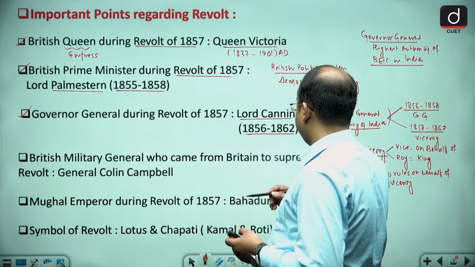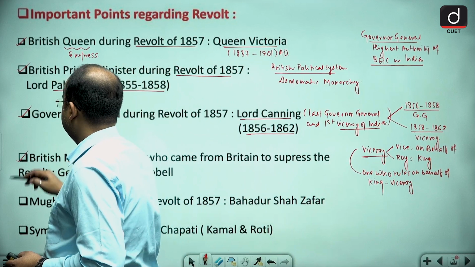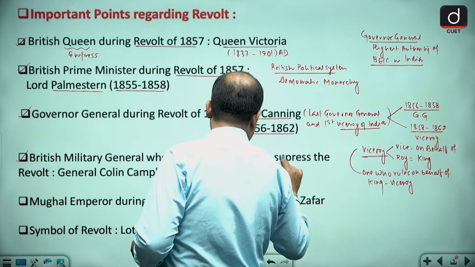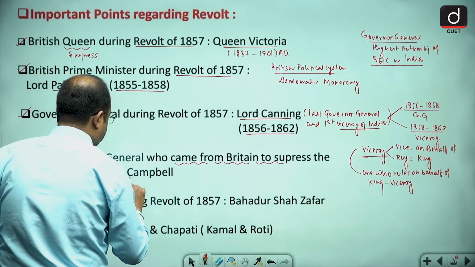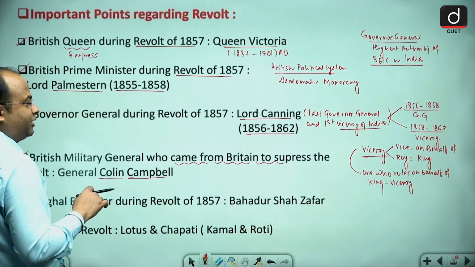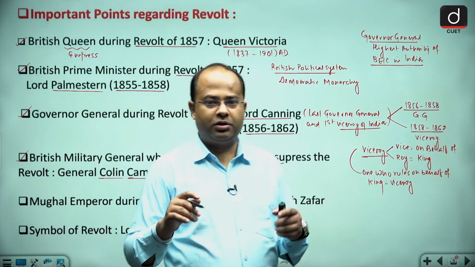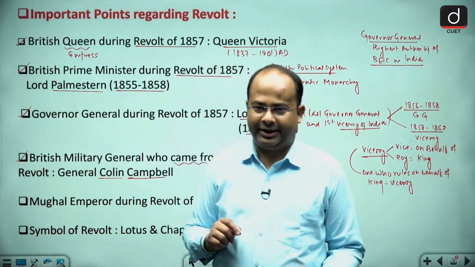Now, next we have the British military general who came from Britain to suppress the revolt. Which military general came from Britain to suppress the revolt? That was General Colin Campbell. General Colin Campbell was called specially to suppress the revolt and he came from Britain.